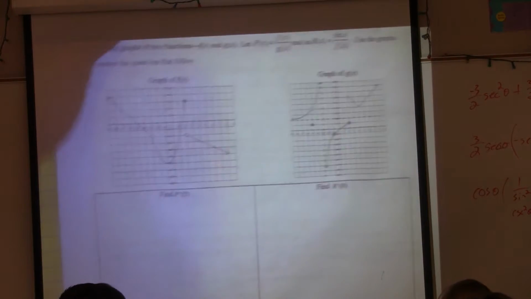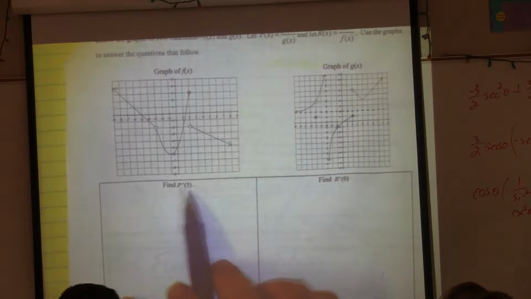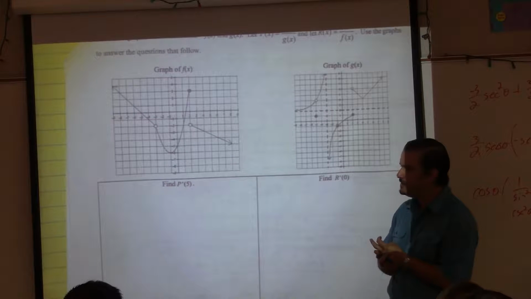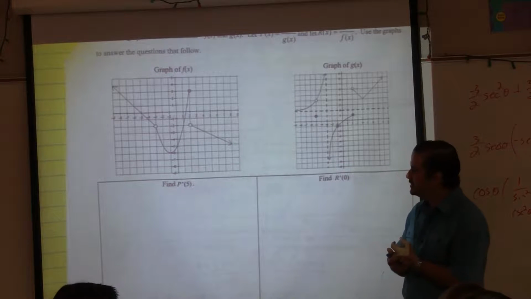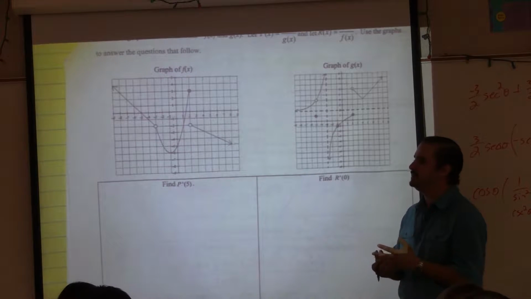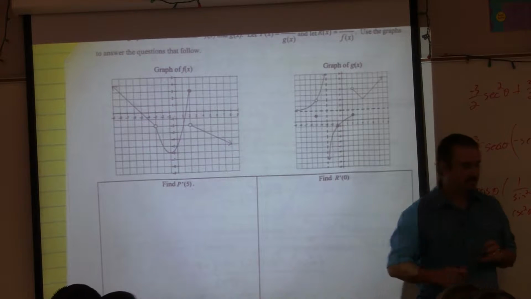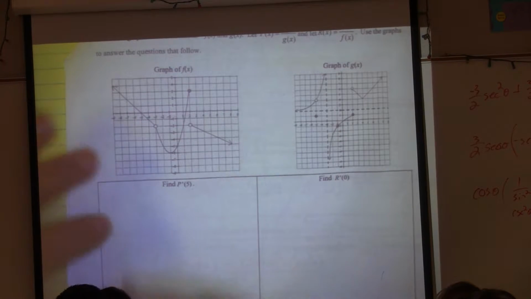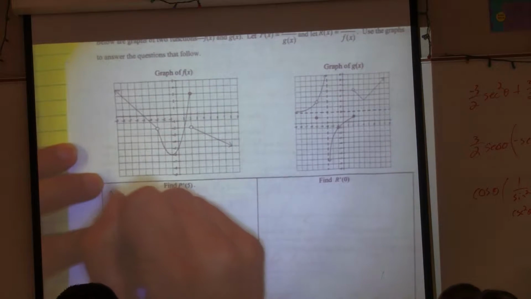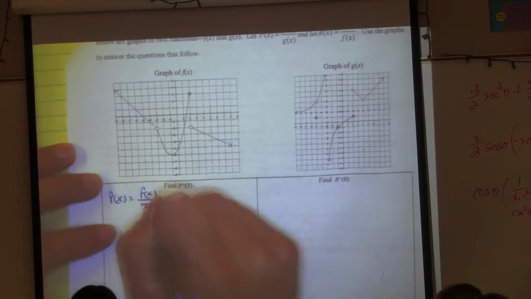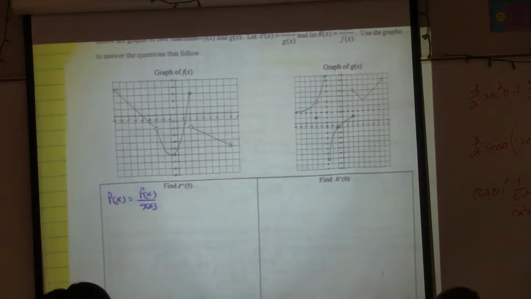So before I can find the derivative of p at 5, I first need to know the what of p? The equation? No. I need to know the equation of p, but the equation of what? Oh, the derivative. Of the derivative of p, right? Very good. So we need to find the derivative of p. Now we know that p is what? F of x over g of x. So can we get the derivative of that function?